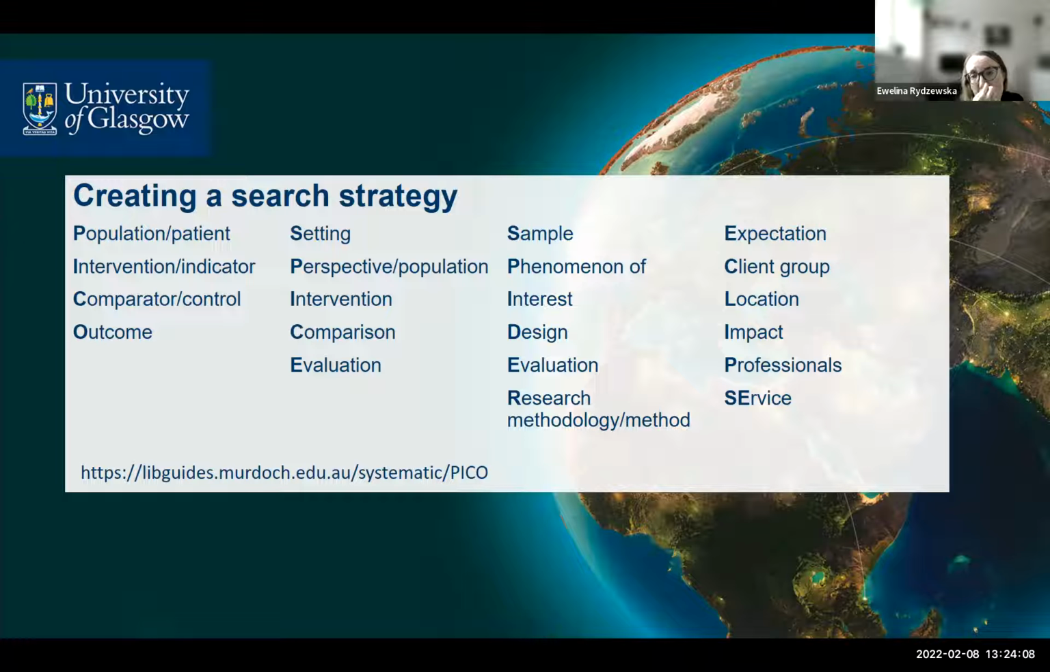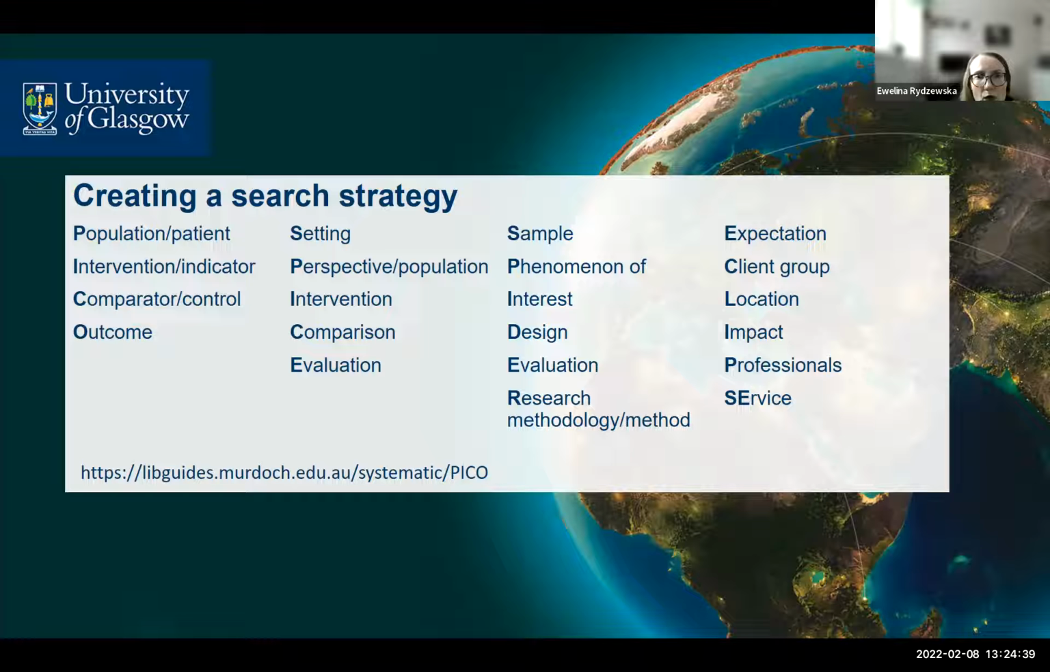So as you can see, the acronyms stand for the different elements that you will have to think about in terms of creating your search strategy. So in PICO, for example, you will have to think about what's your population of interest, what's the group of people that you will be looking at, what's the intervention maybe, or the indicator for your outcome of interest, and what might be the control groups, comparators that you will be using.